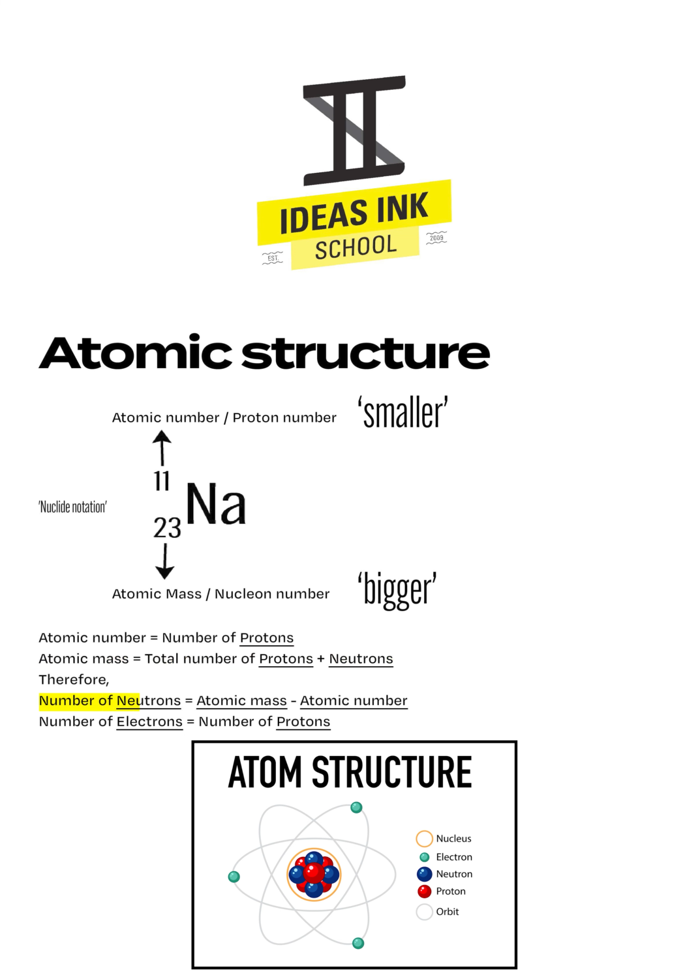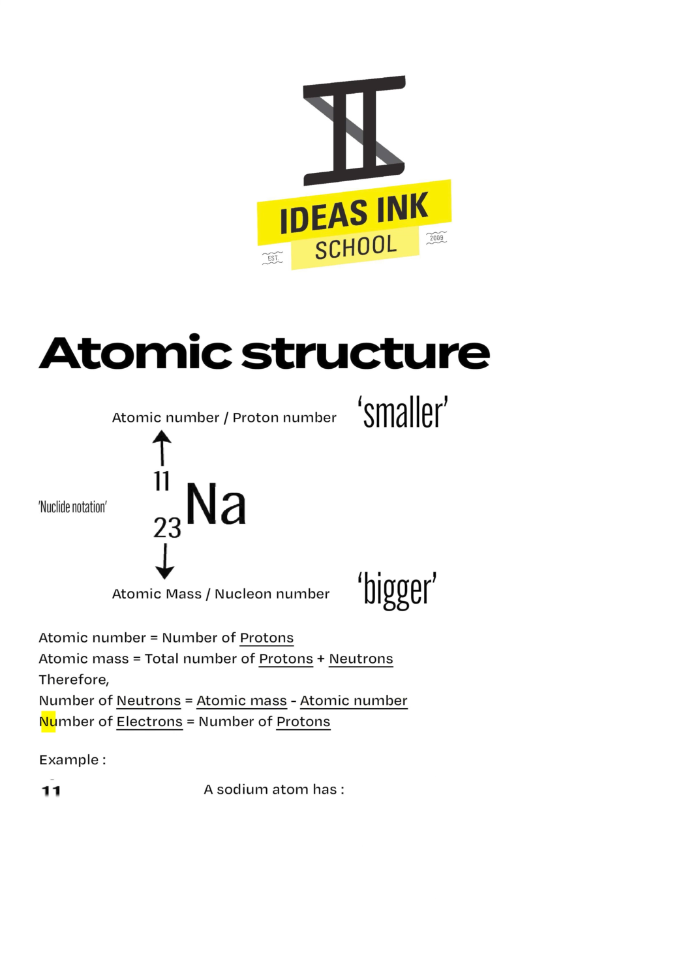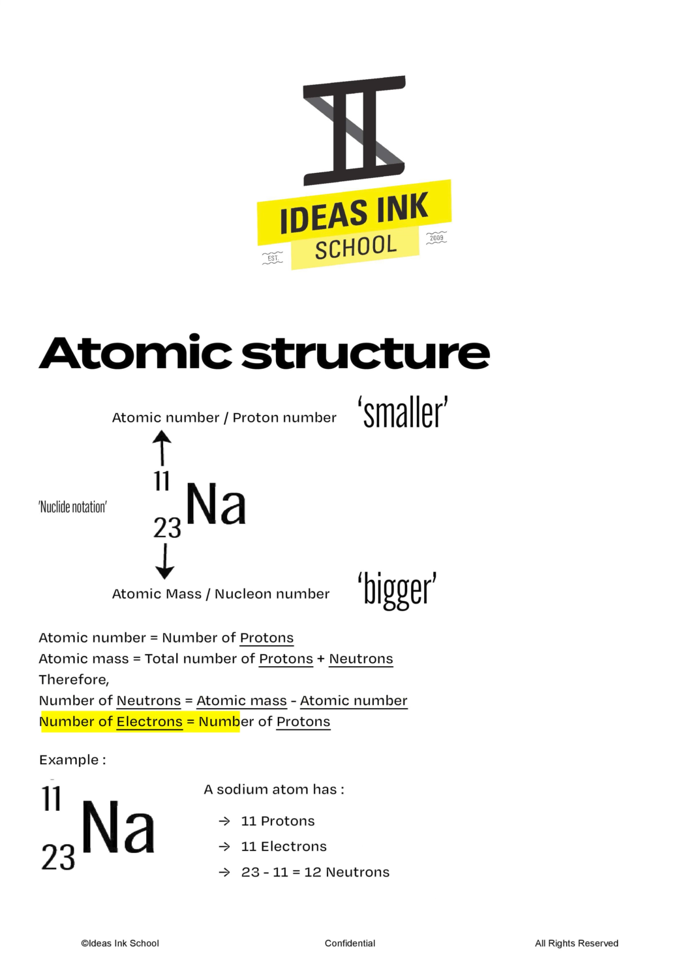Thus, by subtracting the smaller number from the bigger one, we can obtain the number of neutrons. Lastly, in an atom, the number of electrons will always be equal to the number of protons. Let's use the element sodium as an example. Sodium has an atomic number of 11 and an atomic mass of 23. Thus, we can deduce that sodium has 11 protons, 11 electrons, and 12 neutrons.